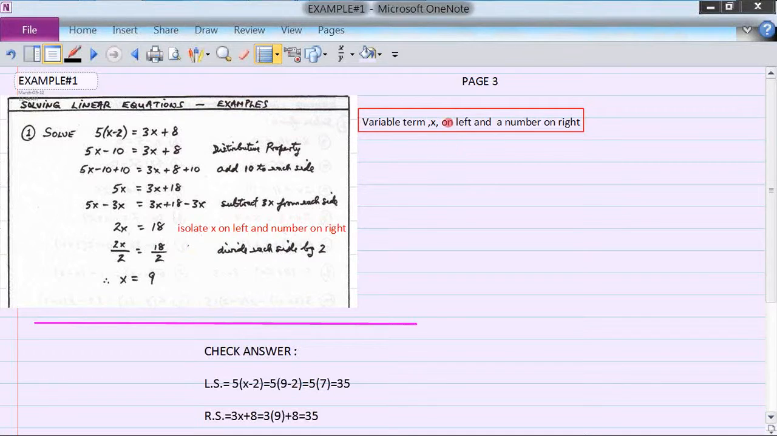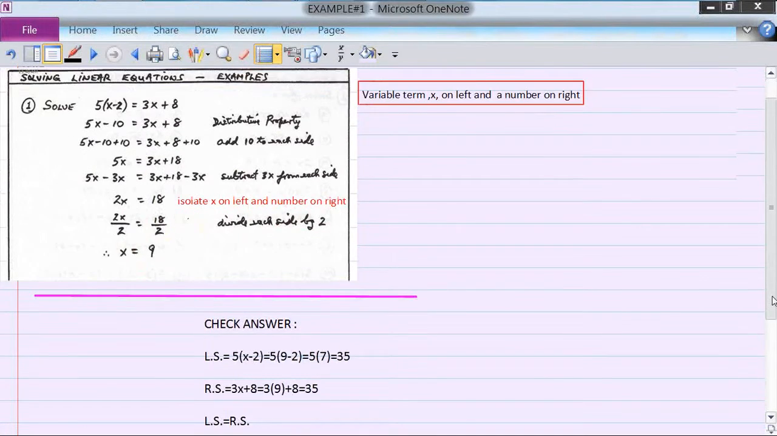So you have to use the addition and subtraction property to finally come up with a variable term on the left and a number term on the right. And you don't have to use just x. You can use another letter instead of x as your variable.